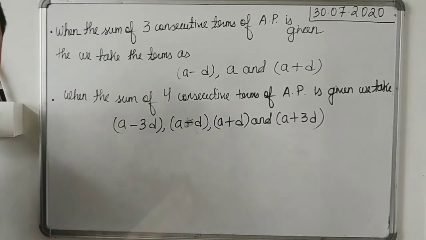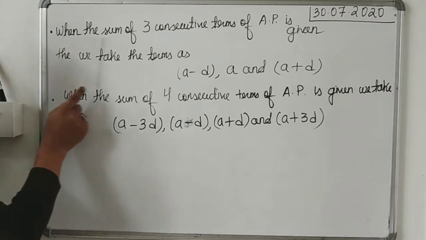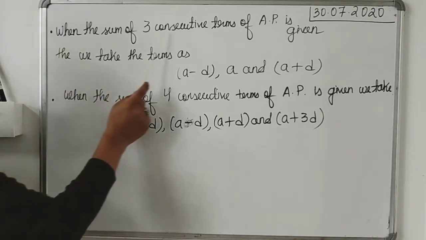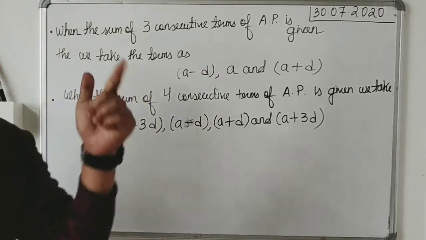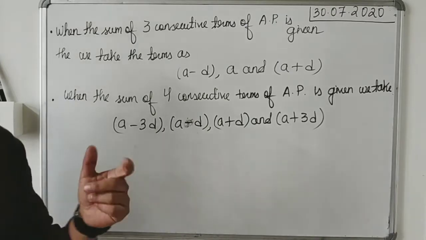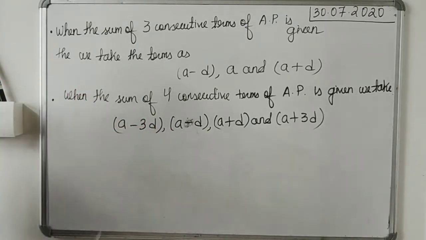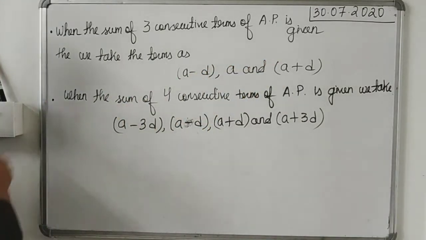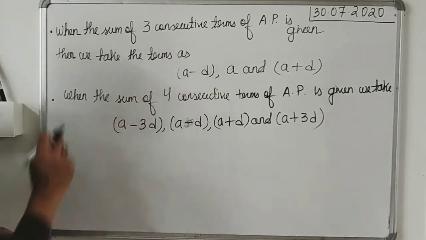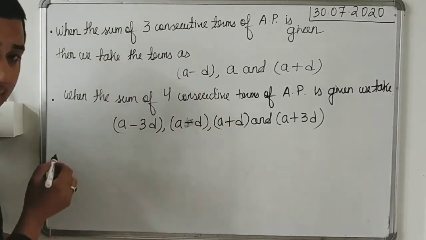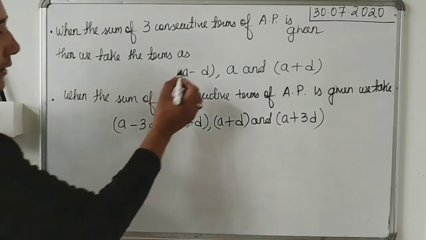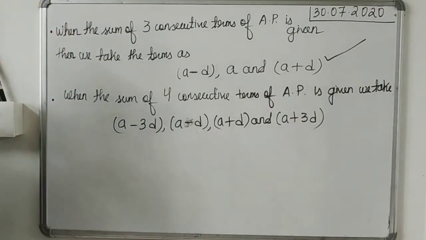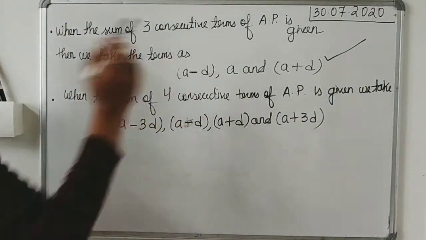The first thing to remember is when the sum of 3 consecutive terms of AP is given to us, the first, second, third term, or maybe second, third, fourth, or maybe third, fourth, fifth. So 3 consecutive terms. Then we take the 3 terms as A minus D, A, and then A plus D. So we'll take this when the sum of 3 consecutive terms is given to us. Am I clear? Pause the video and note it down.